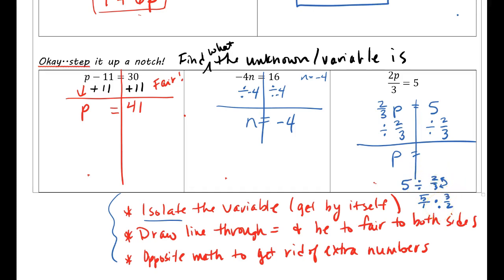And that's exactly what I did. I flipped the second fraction and I changed the divide to a multiply. And now you can just do top times top and bottom times bottom. So my answer is 15 over 2.